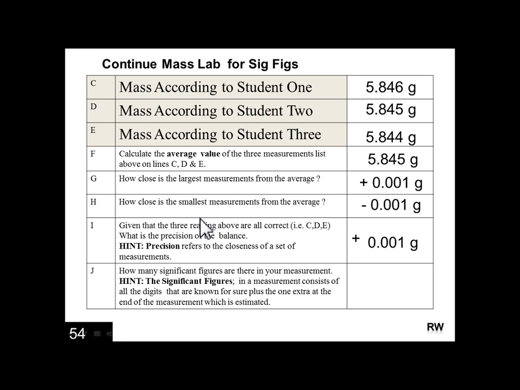All right, let's get back to our lab. Question J says how many significant figures are in your measurement. So let's take a look at these measurements and the average and count the number of significant figures. And write your answer here. All right, the answer is 4. The 5 counts, the 8 counts, the 4 counts, and the last estimated digit also counts. So there are 4 significant figures.